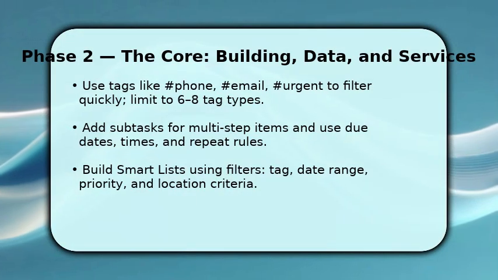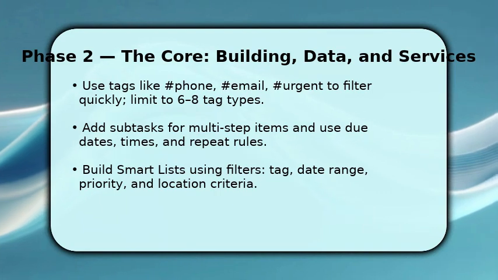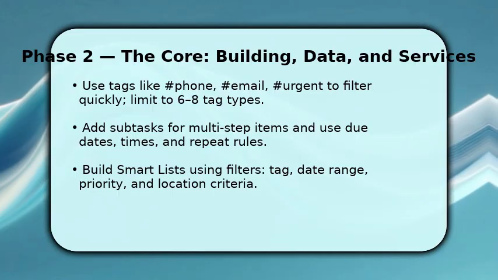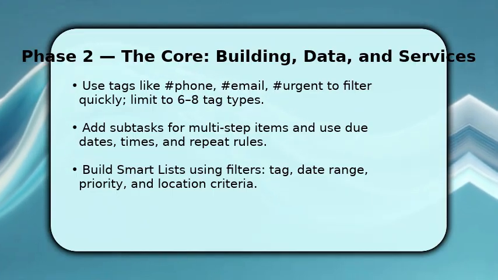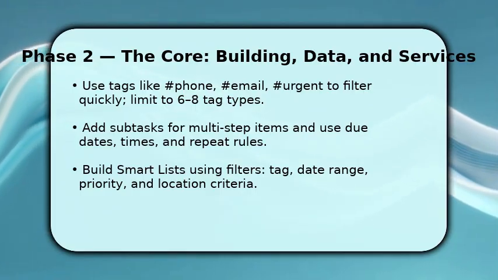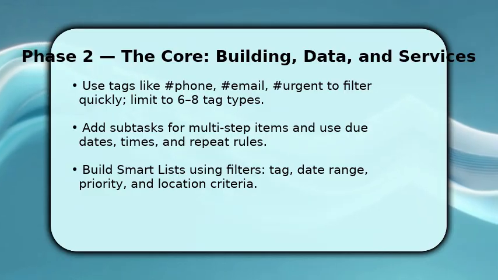Now refine tasks so you can act without thinking. Tag items with short labels, #phone, #email, #urgent, and limit tags to 6-8 types to avoid clutter. Break complex tasks into subtasks so each step has a clear next action, and set due dates, times, or repeat rules where applicable.